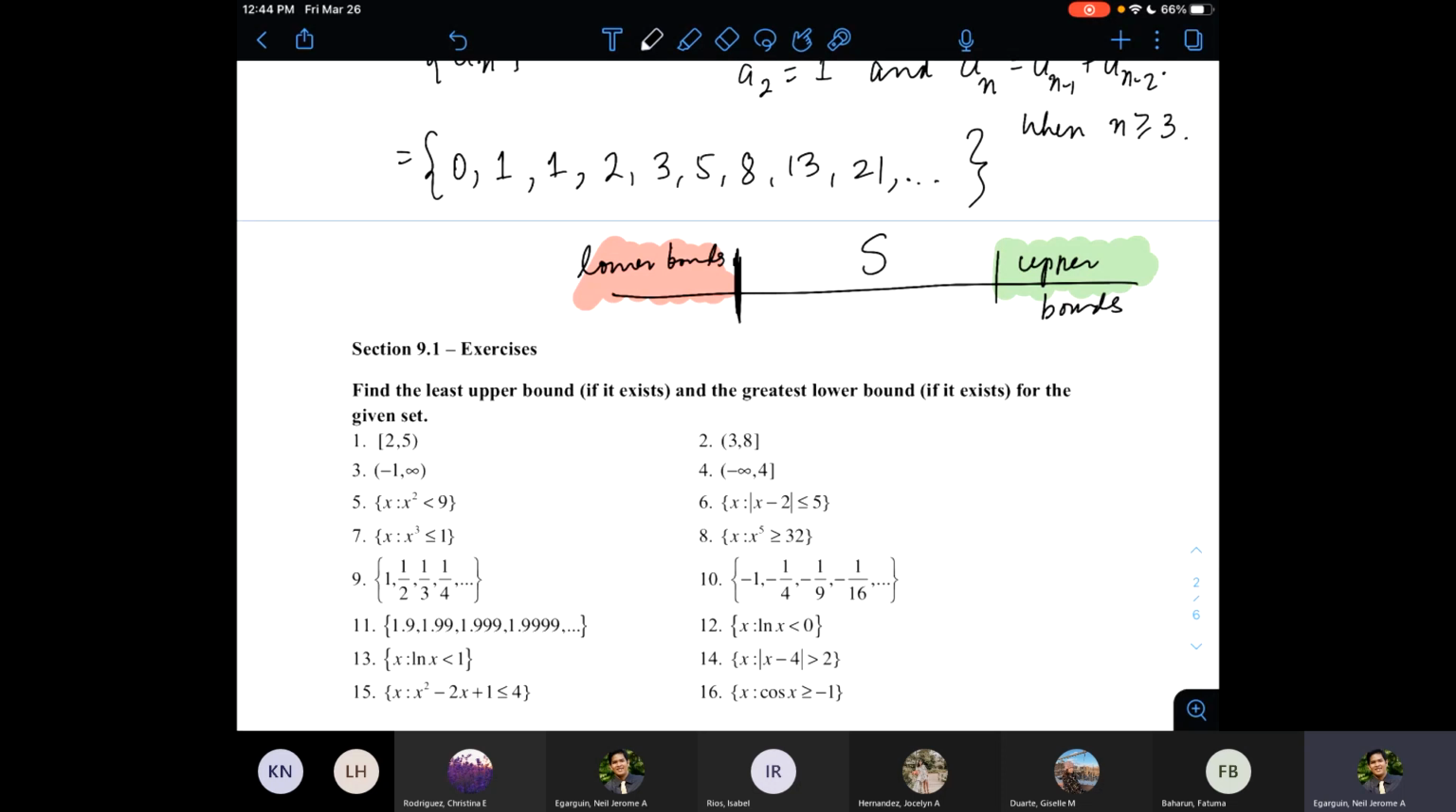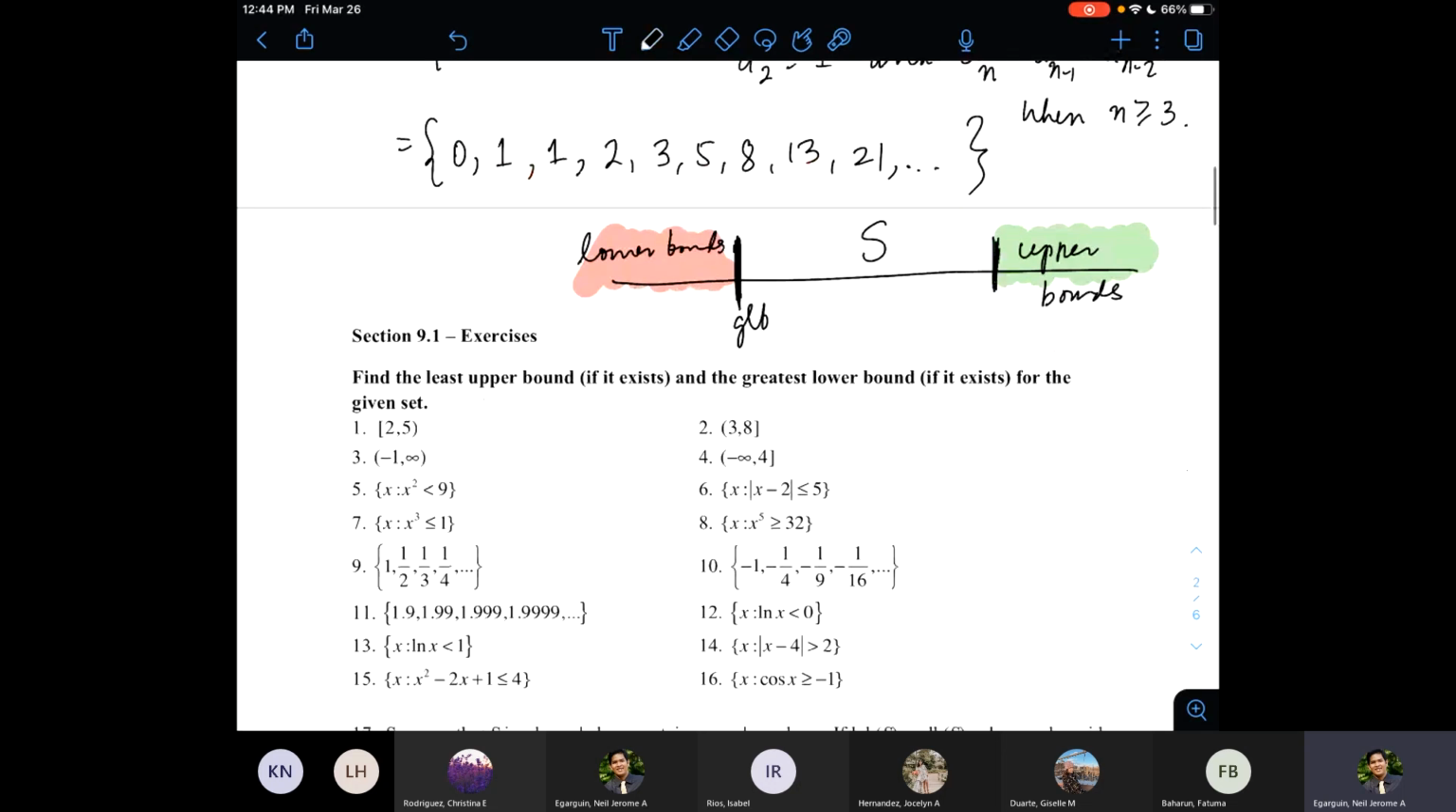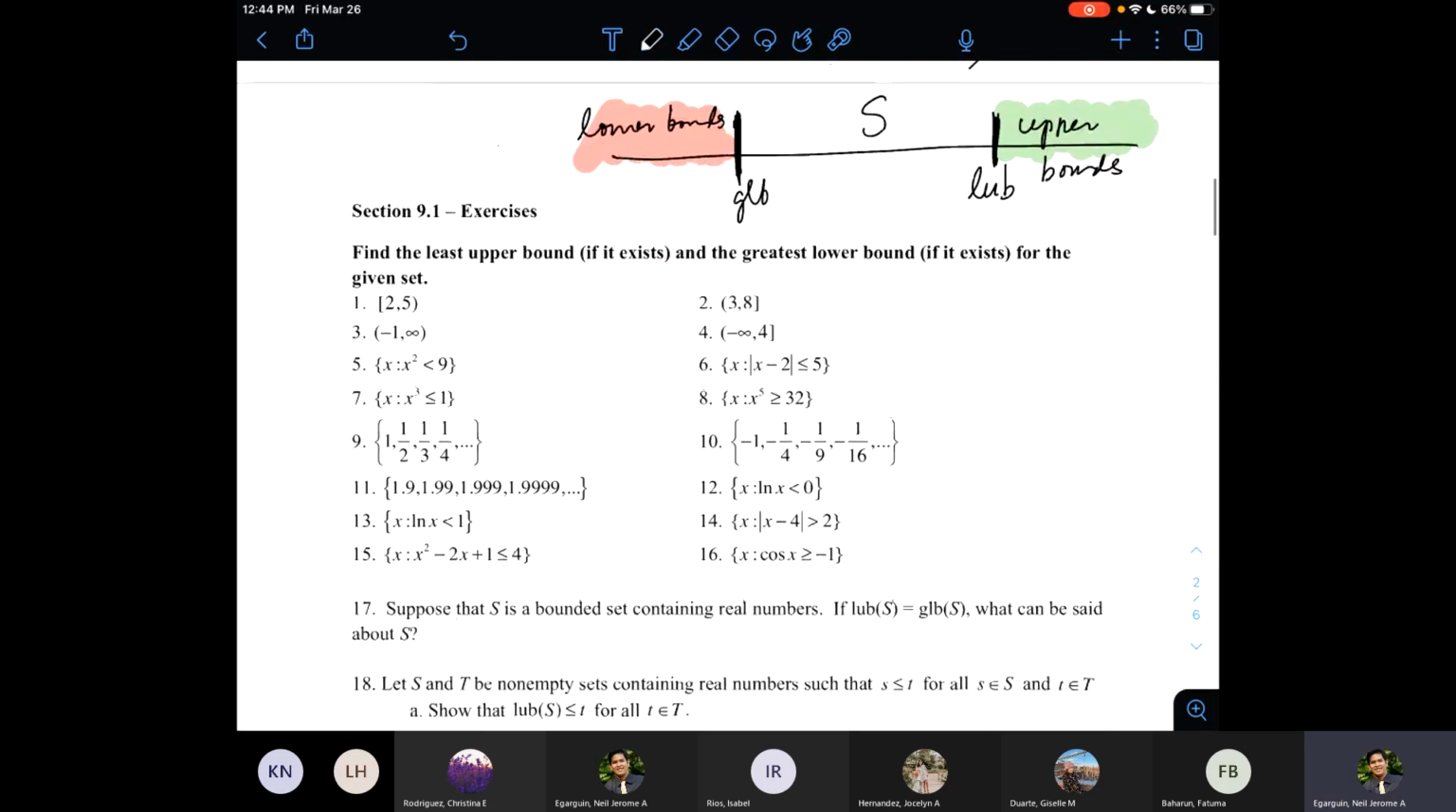And then how do we get the least upper bound and the greatest lower bound? Well, as the name implies, you'll just take the maximum value over here and the minimum value over here. So if we're looking at the figure here, this line looks like to be our greatest lower bound, or GLB. And this number here looks like to be our LUB, or the least upper bound. Okay.